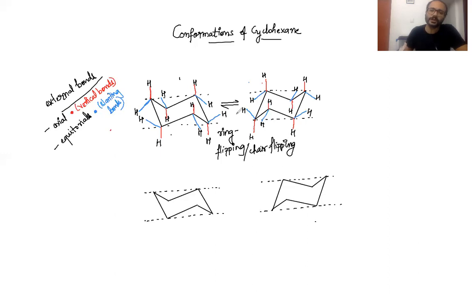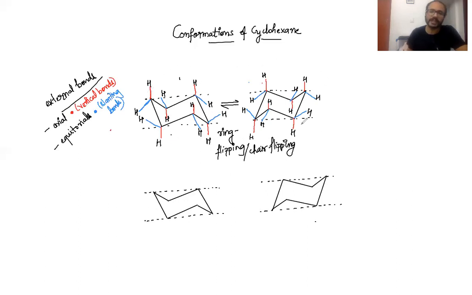Here, when it goes from one structure to another, there is a ring flipping happening. So there is a continuous shift in both these directions, because there is no energy difference between these two conformations. So you have equal probability of cyclohexane existing in this particular conformation as well as in this particular conformation. Okay, so this is about the simple cyclohexane molecule.